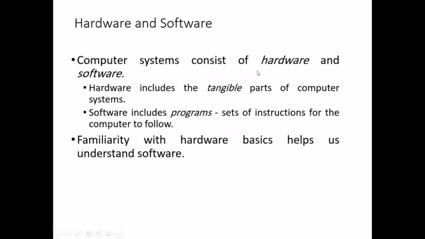So hardware includes the tangible parts of computer systems, and software is the programs. You are all familiar with your mobiles. The mobile itself, the screen, the components inside are part of the hardware. But the software, for example, Android or iOS for iPhone, and the programs that you install on your mobile, they are all software because they are programs.